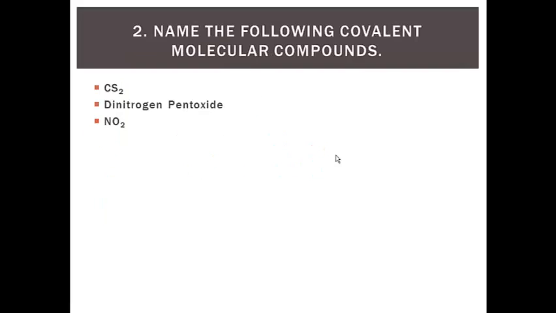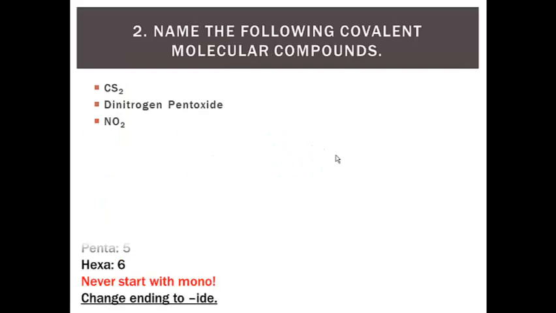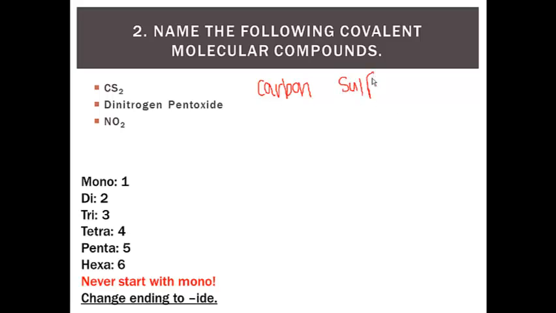Next question is some simple naming. Covalent compounds are easy to name. You just got to remember the prefixes. Never start with mono, and change the ending to "-ide". So first one, I've got CS2. C is, of course, carbon. There's only 1 of them, but I never start with mono. And then I have sulfur, which becomes sulfide. And there's 2 of them, so it's carbon disulfide.